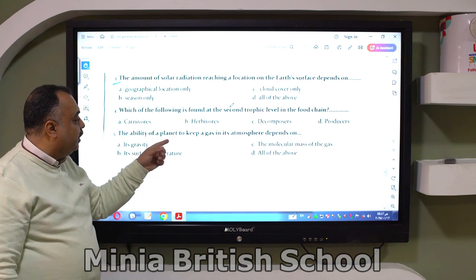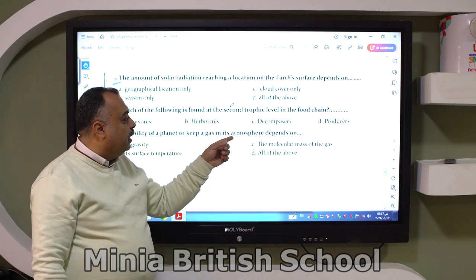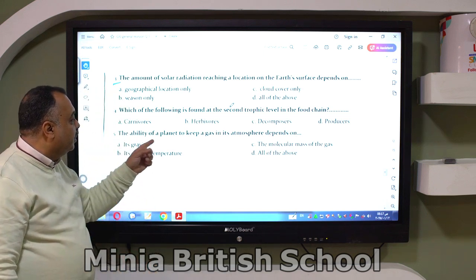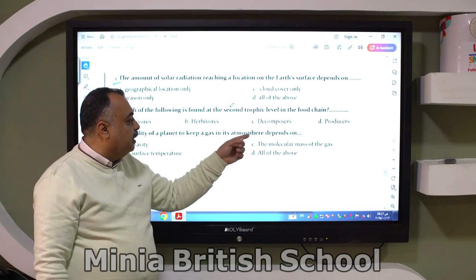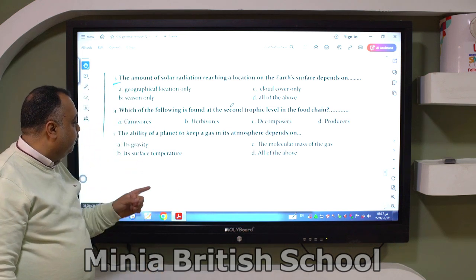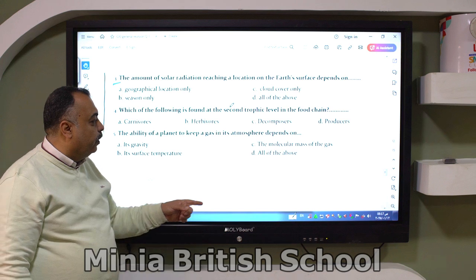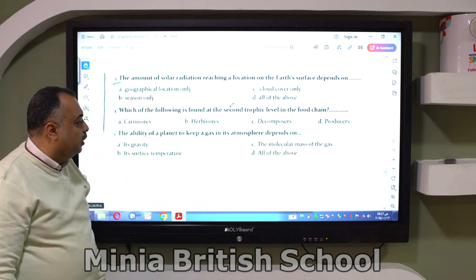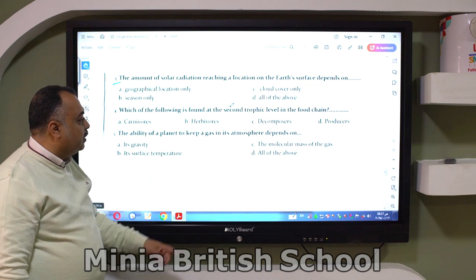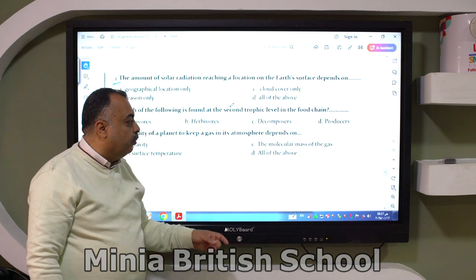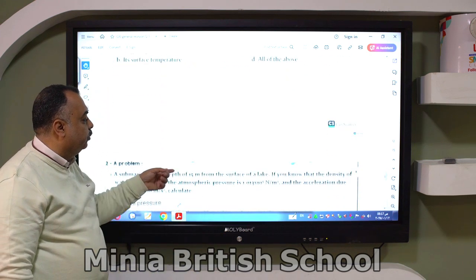The ability of a planet to keep a gas in its atmosphere depends on its gravity, its surface temperature, the molecular mass of the gas, or all the above. Yes, it depends on all the above: gravity and temperature, and also mass. The next.